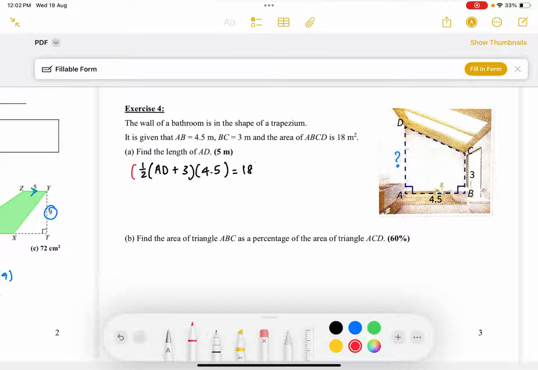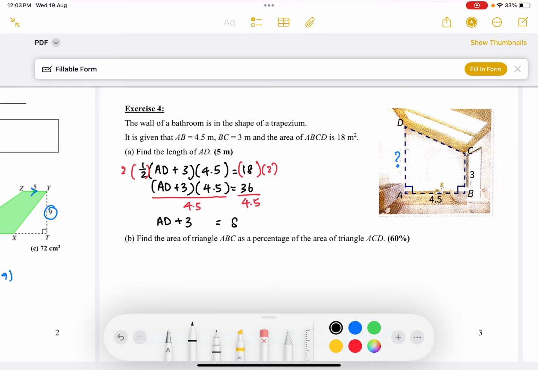Let's get rid of the half. Multiply by 2. Now we have AD plus 3 times 4.5 is 36. We want to get rid of the 4.5, so divide it away. We now have AD plus 3 is 36 divided by 4.5. That's 8. So something plus 3 is 8, then that something must be 5.